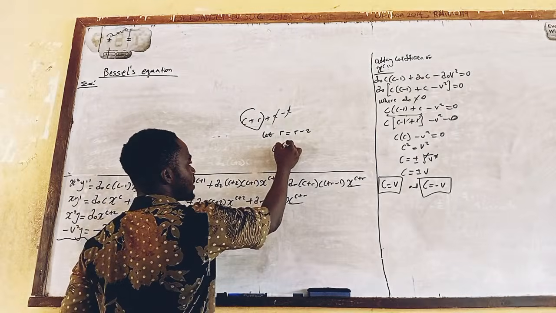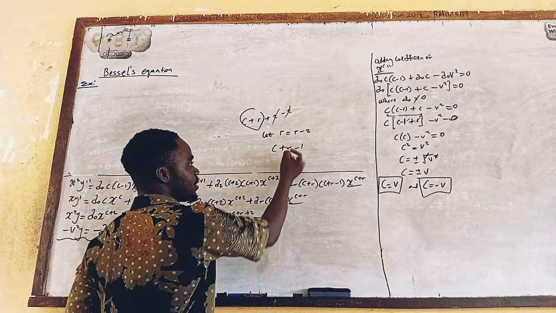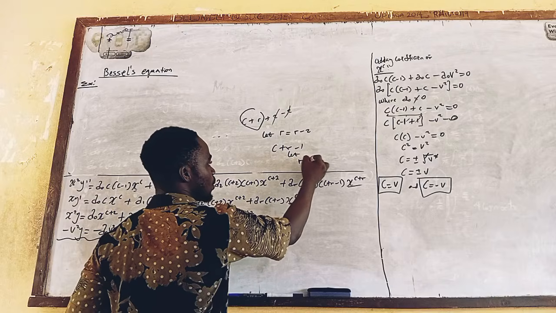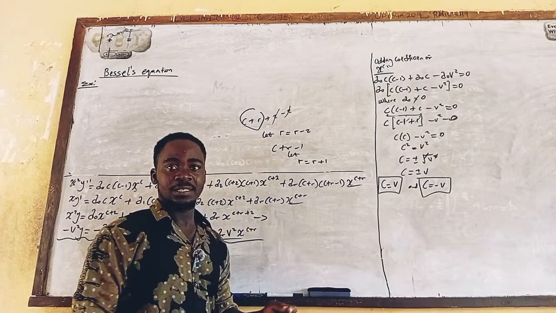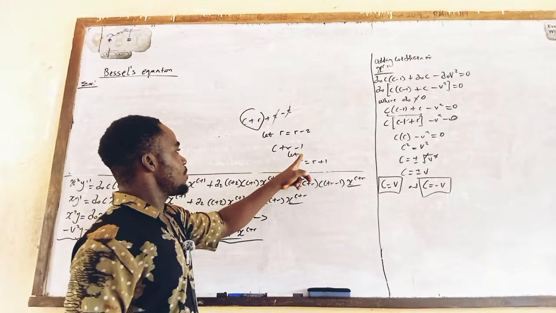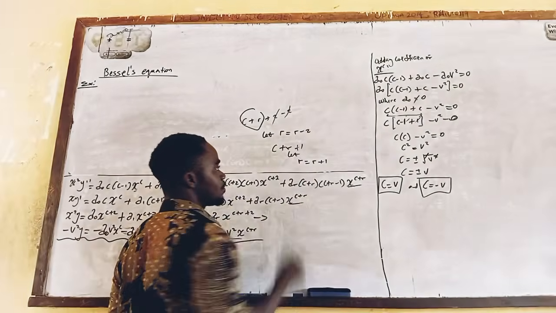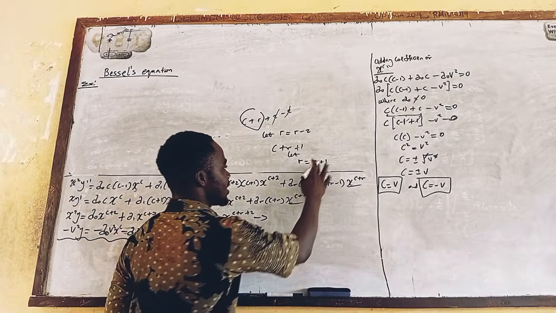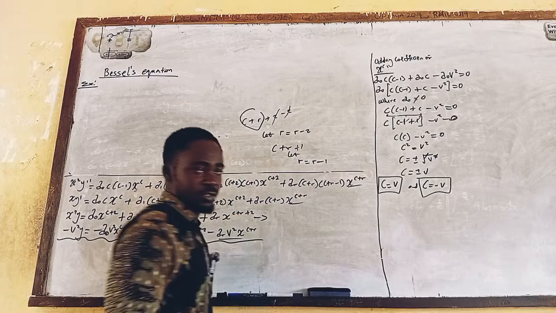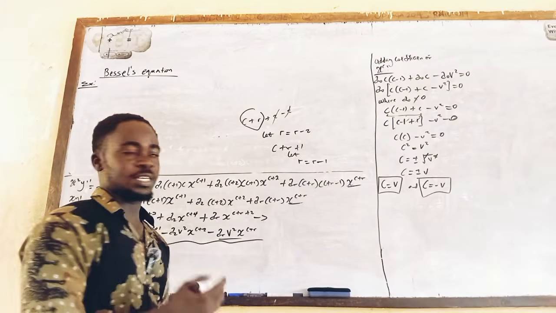If you have c plus r minus 1, you say let r equals r plus 1, because by the time you add minus 1 plus 1, it will be 0. Or if you have plus 1 here, the r you're going to use will be minus r. So that's how you're going to do it.